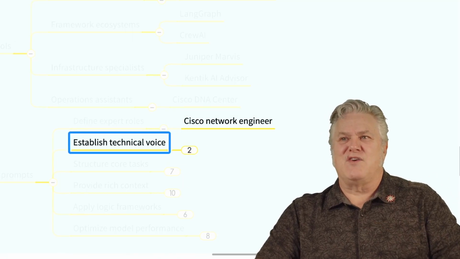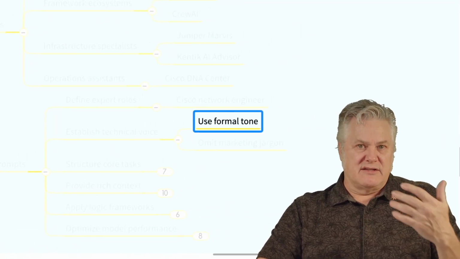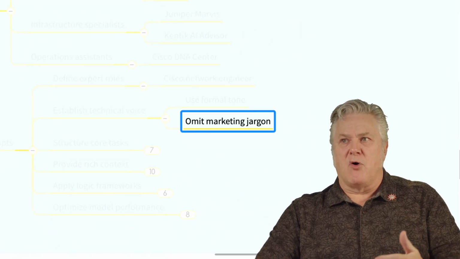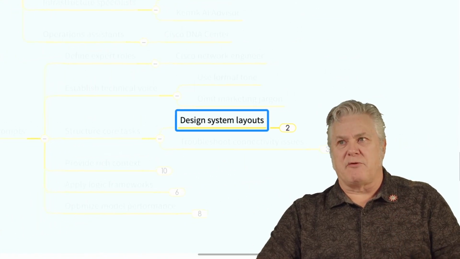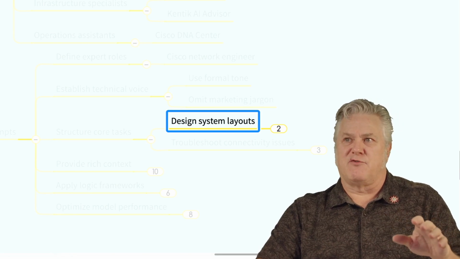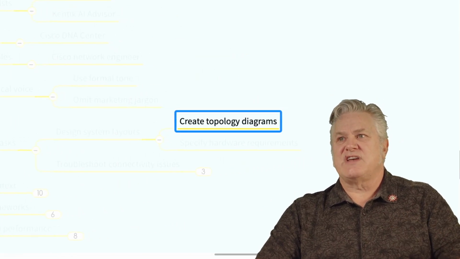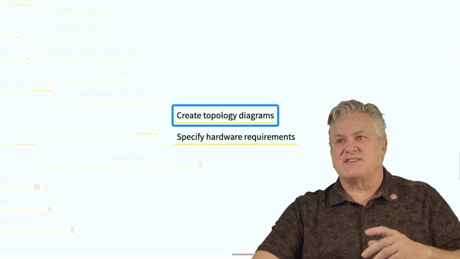So be specific about it. Establish a technical voice. So tell it to use a formal tone, omit marketing jargon. Structure your core tasks that you're going to perform. And this breaks down into designing system layouts or troubleshooting. For the design system layouts, you'll say create a topology diagram or specify hardware requirements.